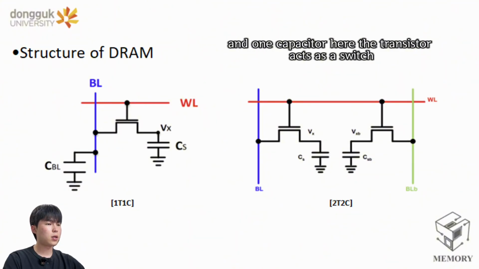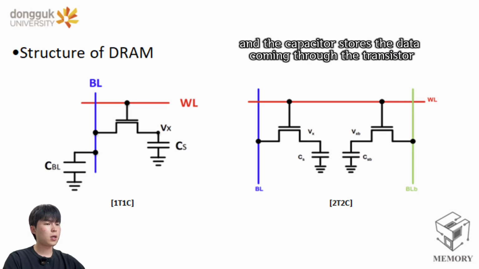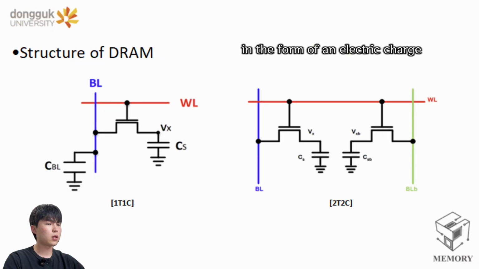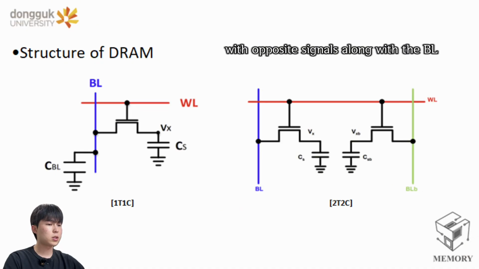Here, the transistor acts as a switch controlled by the word line signal, and the capacitor stores the data coming through the transistor in the form of an electric charge. However, to increase the stability and accuracy of the data, we adopted the 2T2C structure on the right in this design. The 2T2C structure uses a pair of complementary bit lines with opposite signals along with the bit line.